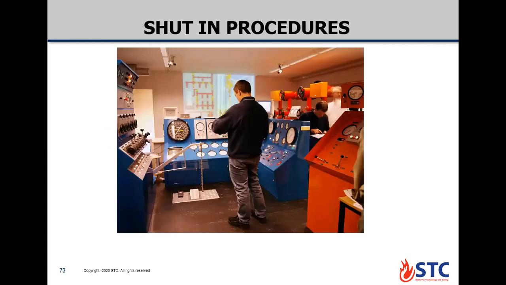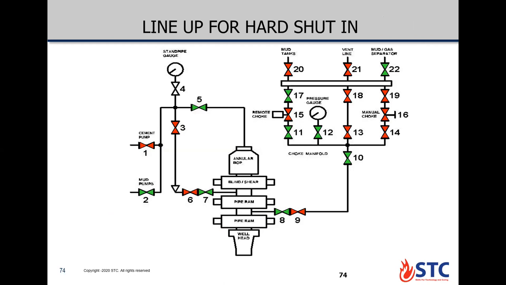Now, if we have a kick, and we need to shut in the well, we have two options: to shut in the well soft or to shut in the well hard. So let's look here at the lineup for hard shut-in. There is only one difference for the lineup for hard or soft, here in the remote choke position. For hard shut-in, you're gonna find the remote choke position is closed from the beginning, completely closed. But for soft shut-in, you're gonna find it's open, not completely closed, okay?